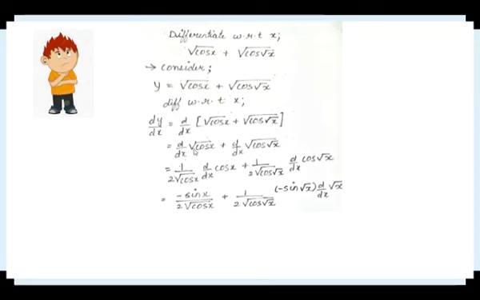Okay, what is the derivative of root of f(x)? It's 1 upon 2 root f(x), again the derivative of f(x), plus over here also root of f(x), so 1 upon 2 root cos of root x, and then again the derivative of cos of root x.